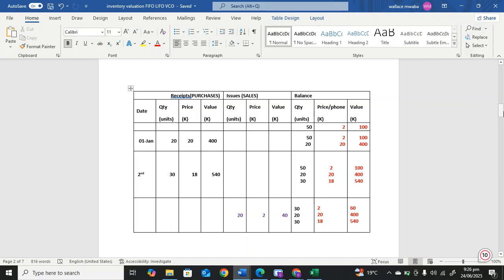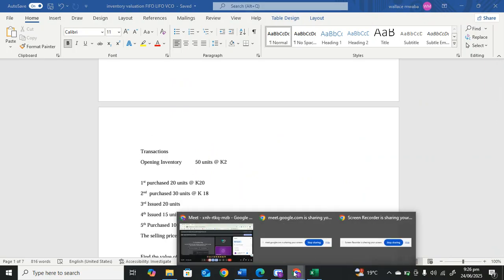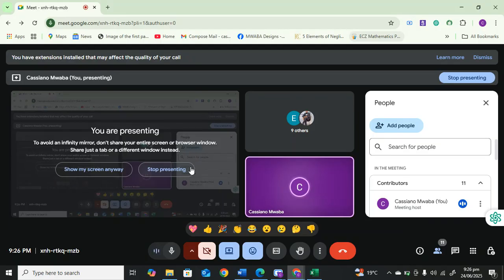As I said earlier on, and this is a very important point to note, the inventory that is issued or sold will be valued at cost, at the cost price, so that it will enable us to get the cost of goods sold when we're done with the process. Once we tabulate the total issues and the total value, we'll be able to get the cost of the goods that have been sold.